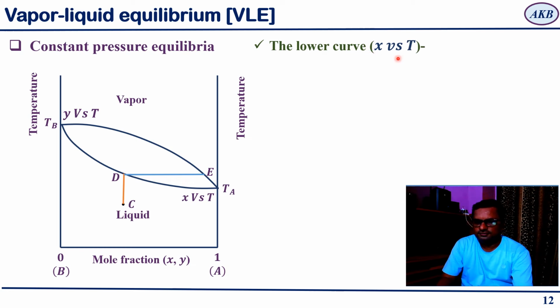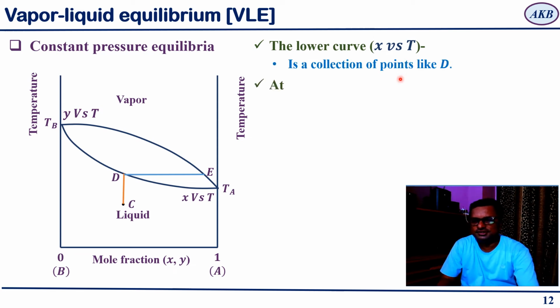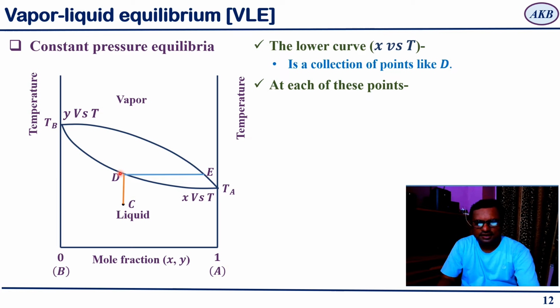Now let us talk more about the lower curve, which is the x versus t curve. It is the curve obtained by plotting liquid phase compositions against corresponding temperatures. So this lower curve actually is a collection of points like D. There is an infinite number of points like D on the lower curve. We have already understood the significance of point D.